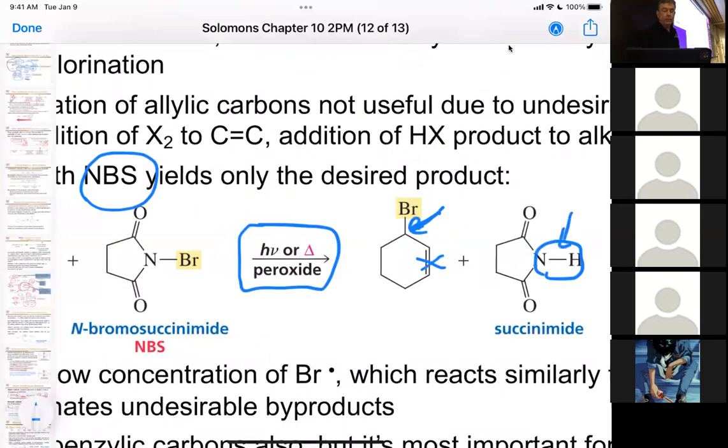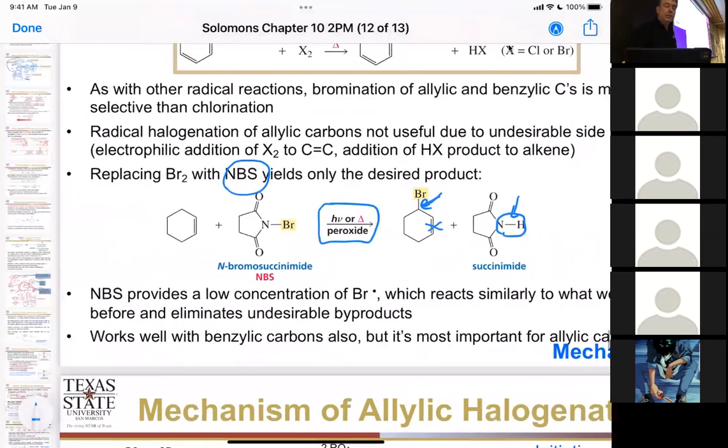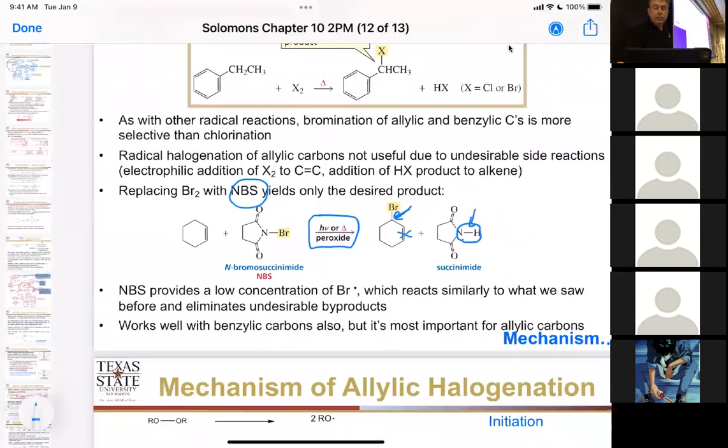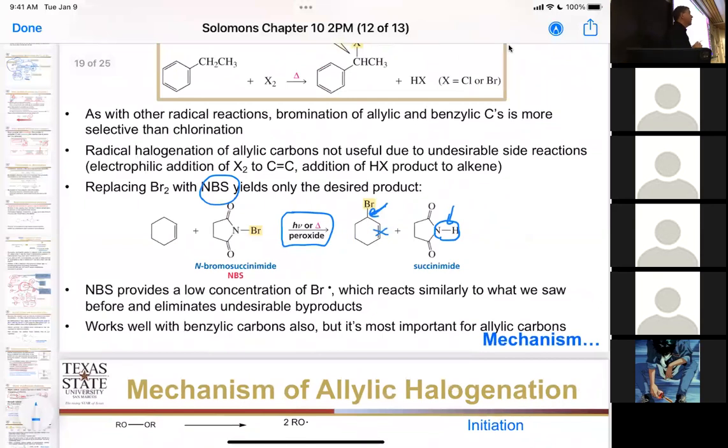itself. Okay, so what this means is when we're doing it, we have a very low concentration of bromine radical. So the bromine radical will be able to eliminate those undesirable side products. And it also works on benzylic positions, where you don't want to halogenate some other portion of your molecule, but it's most important in allylic, because what you're going to end up with is a bromine next to your double bond. You're not going to destroy your double bond.